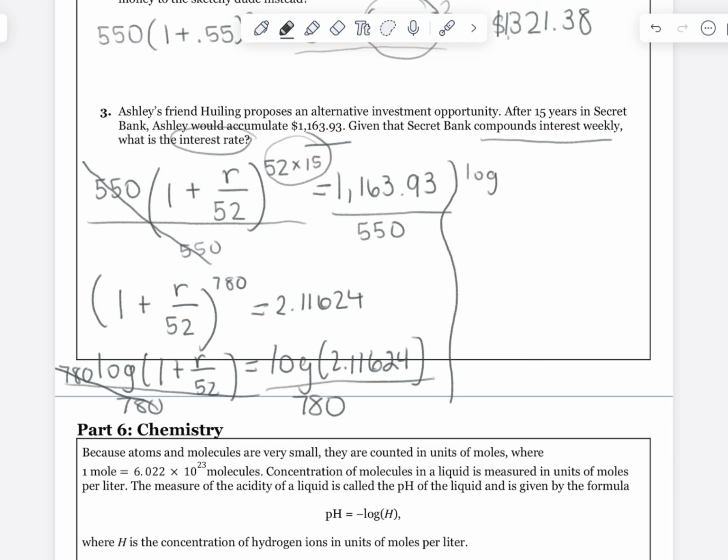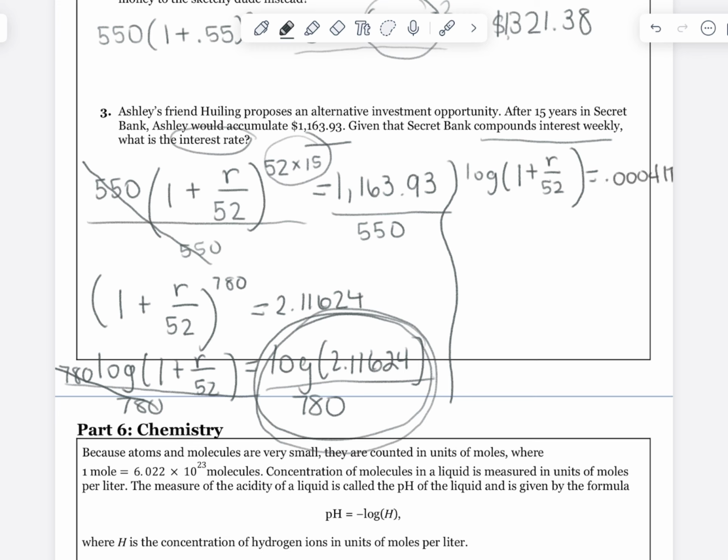log of 1 plus r over 52 is equal to, just put this whole thing in your calculator. Okay, let me do it in mine. So I have log of 2.11624, close the parentheses, divided by 780, and we get 0.000417.